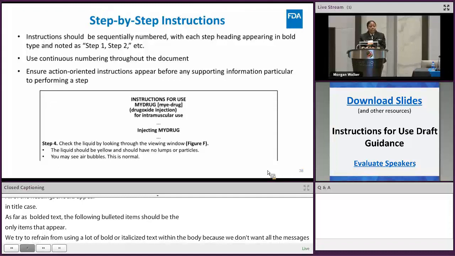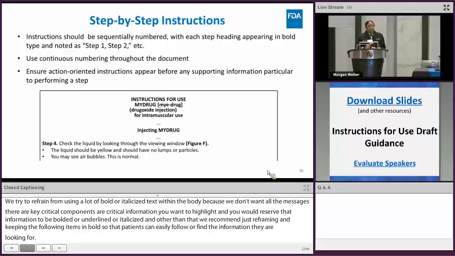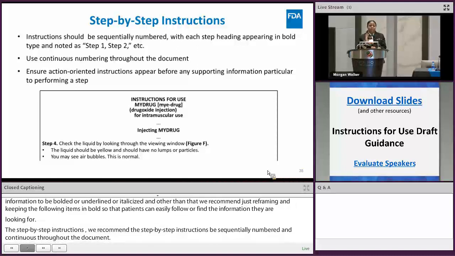The step-by-step instructions are really important. We recommend that the step-by-step instructions be sequentially numbered and continuous throughout the document. As you see on the slide, the step heading is bolded, and we like to leave it like that because it's easier for patients to find the steps they're looking for, and easier for them to follow when they're reviewing an IFU document.